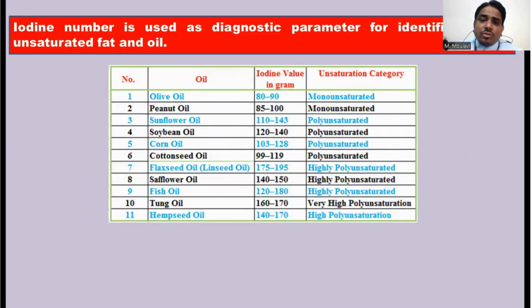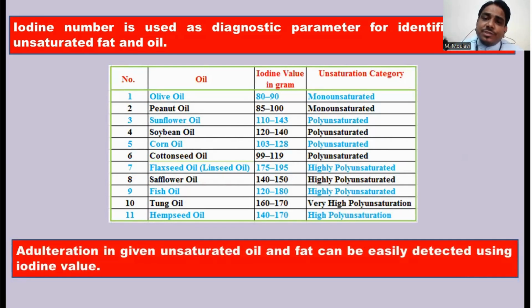This table shows the iodine value of the unsaturated fats and oil with their unsaturation category. So from this table, it is clear that the higher the iodine value, the more the unsaturation, meaning that the fat or oil contains a large number of carbon-carbon double bonds.